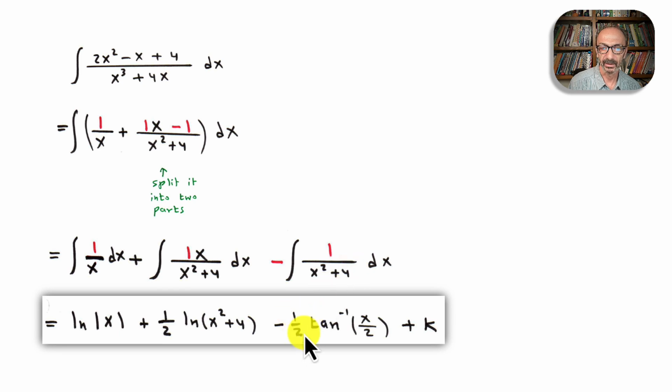1 over a, tan inverse x over a. That's this part. Minus outside, and that should do it. Next.